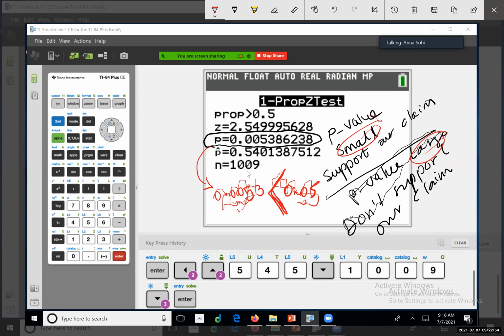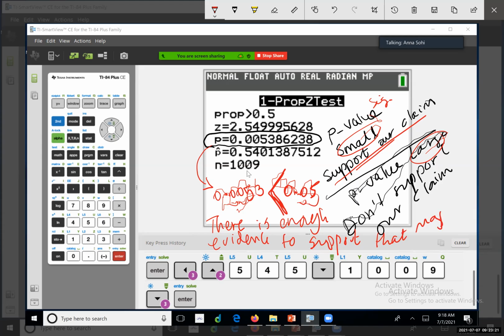So if the p-value is small, then we know it's significant. Then we know we support the claim. So we would say there is enough evidence to support that the majority of people are uncomfortable with drone deliveries.